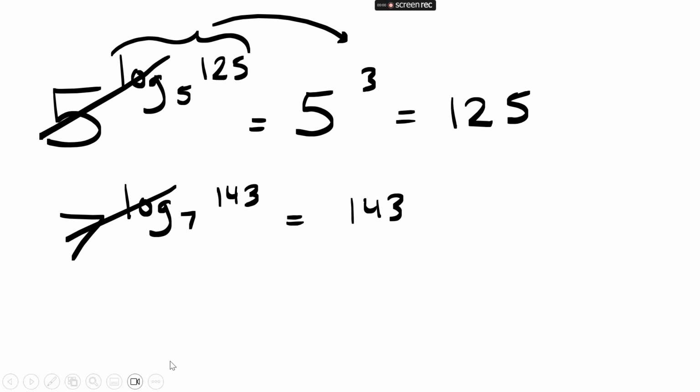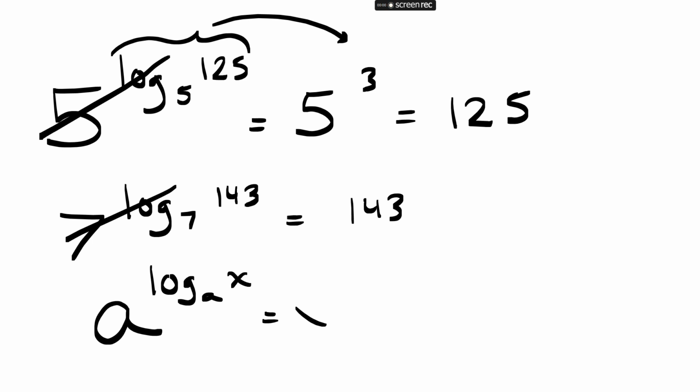Okay, let's write the general rule. Here's the one you want to write down. So any base called a to the log of base called a of x will just give me x. And if you got this, can you write down the ln equivalent, the natural logarithmic equivalent?